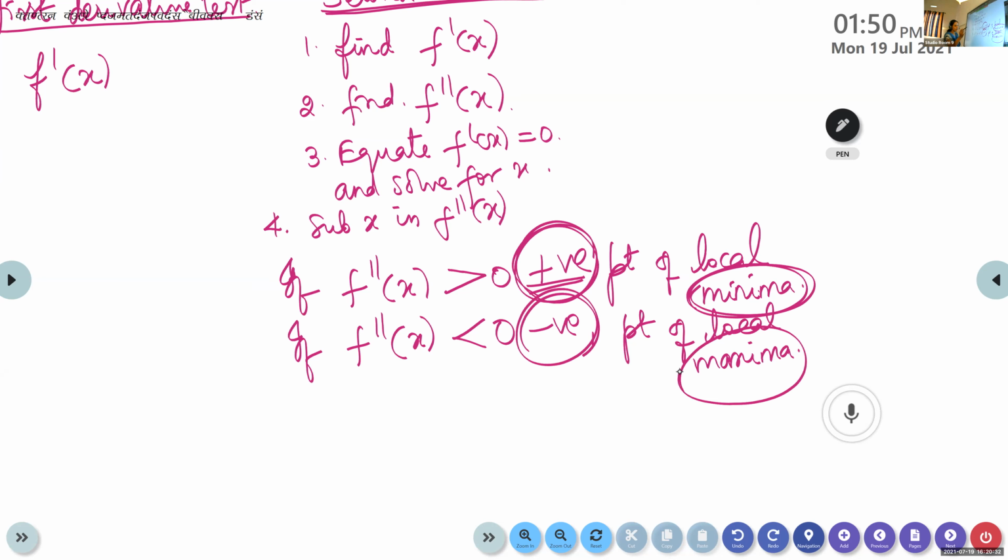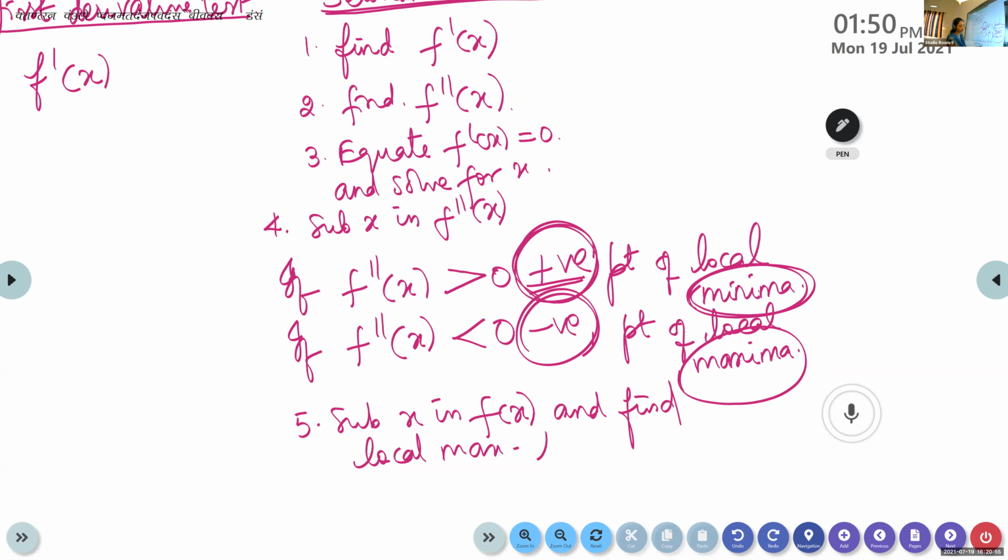So we got the values at which the local maxima and local minima exist. Now, the final step. Substitute x in f of x and find what is the local maximum and local minimum.